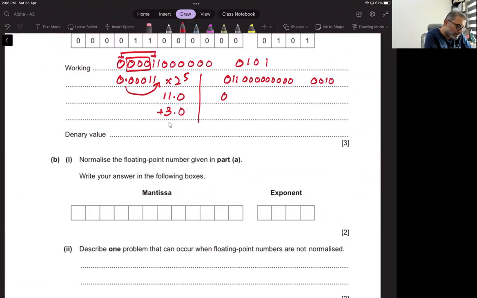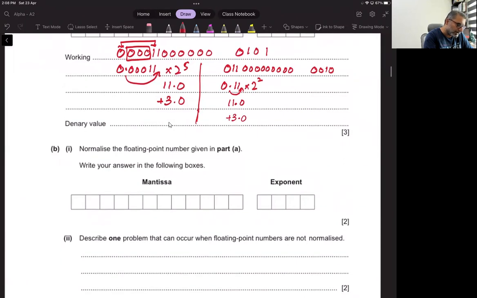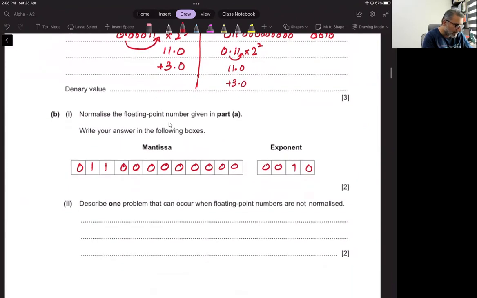So now 0.11 into 2 to power 2. So the point will move 2 places right. So this is the same result as we had over here. So this is still plus 3.0. Okay, so this is the normalized value. So let's put that normalized value 0 1 1 0 0 0 0 0 0 0 0 0, and the exponent will be 2.